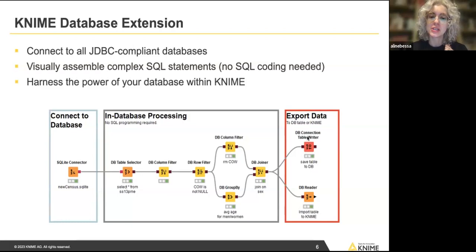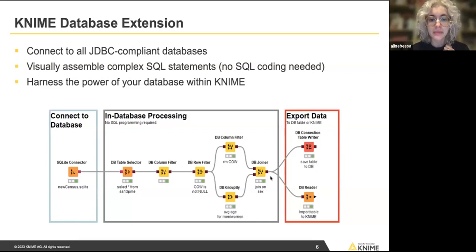You have this node here, DB connection table writer, and it's going to save this table to the database. It is going to be the same database that you connected here, right? If you want to write to a different database, you are going to need to first connect to this new database and then write. So you're going to have to use another instance of a connector node. But here we just want to put it back in the same database.